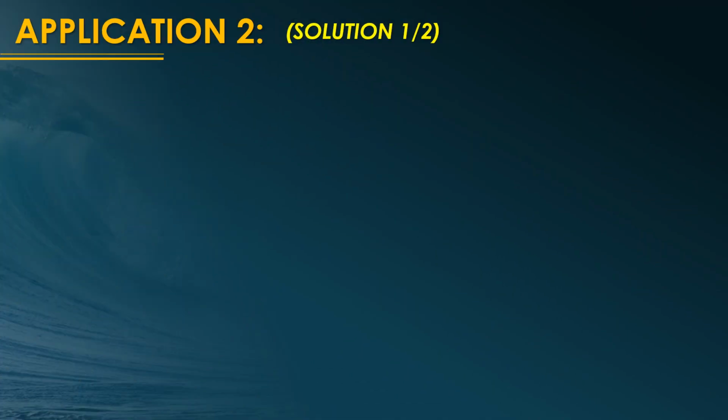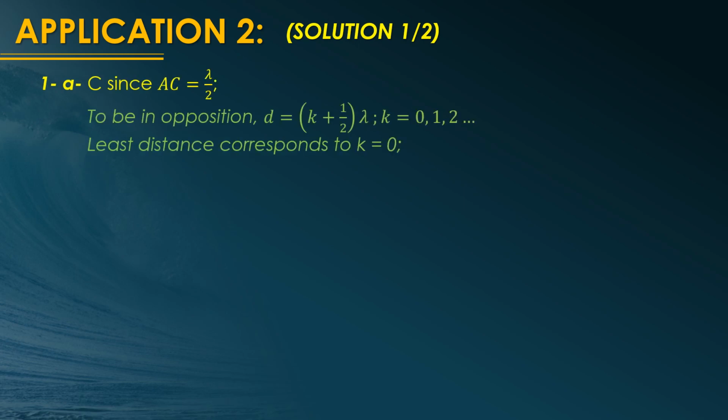Starting with part 1A, we need to find a point that vibrates in opposition to A, and it should be the closest point to A as well. The answer is C, simply since AC is lambda over 2. You might ask why. Simply, we know that to be in opposition, the distance should be k plus half, right? Now, to be the closest, then k should be the least, and the least corresponds to k equal to 0. Thus, d equals half lambda. If you notice, A is the starting point. A point which is away from A half a wavelength is C.